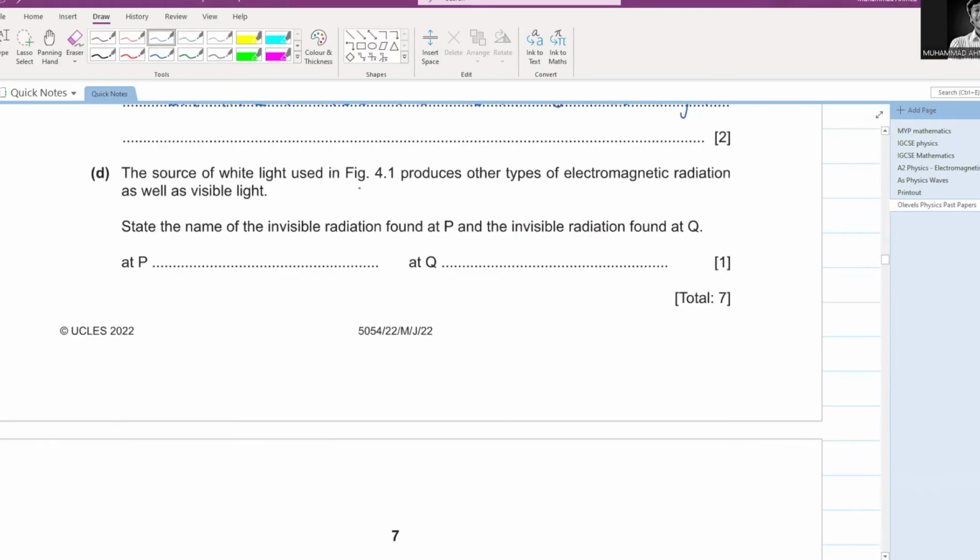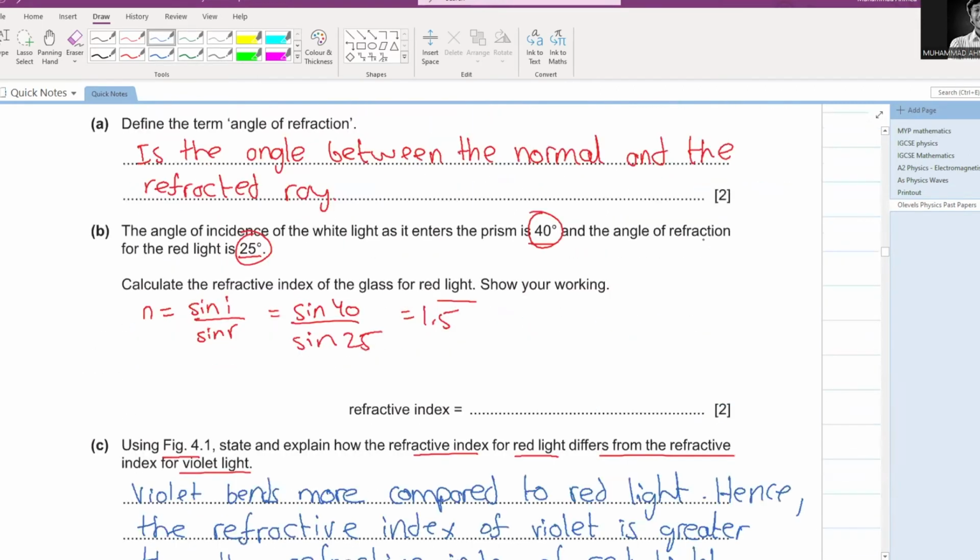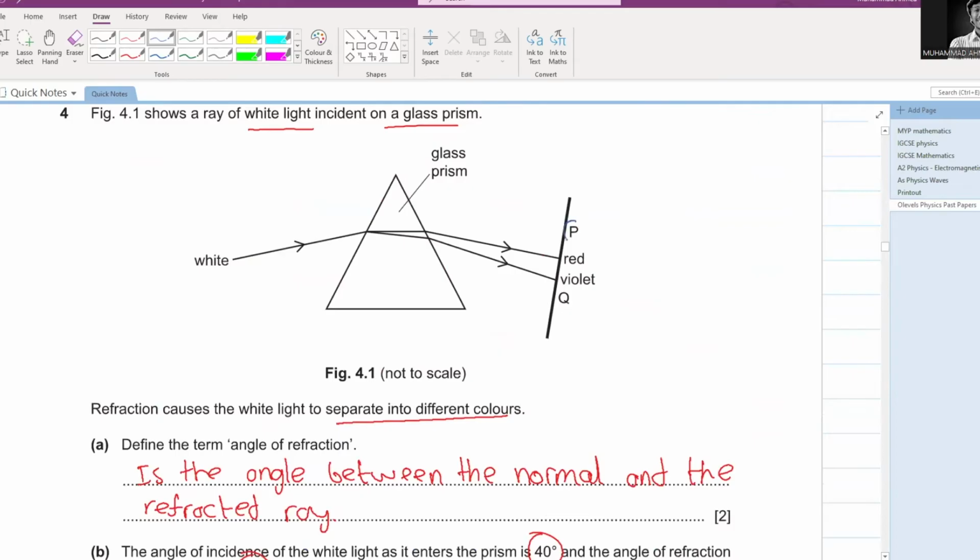The source of white light used in figure 4.1 produces other types of electromagnetic radiation as well as visible light. Perfect. State the name of the invisible radiation found at P and the invisible radiation found at Q. The radiation found at P will have a greater wavelength than red.